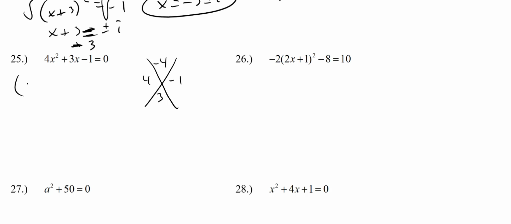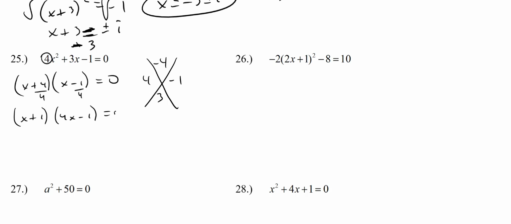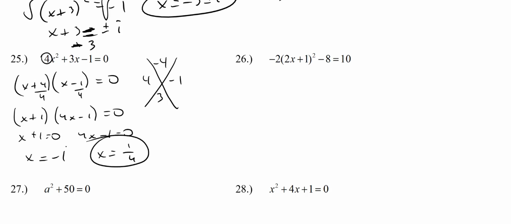You factor, you get x plus 4 and x minus 1 equals 0. So remember, don't forget, divide by the 4 now. So you wind up getting x plus 1, and slide it over, and you get 4x minus 1. So this one's easy. x plus 1 equals 0, and 4x minus 1 equals 0. So I solve, x equals negative 1, and this one comes up to be x equals 1/4. And those are your two answers for that problem.